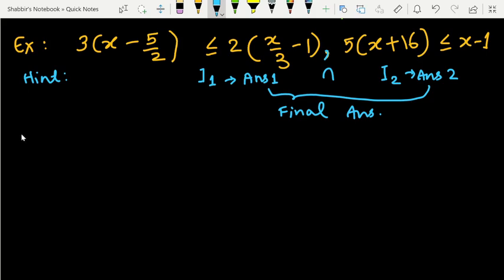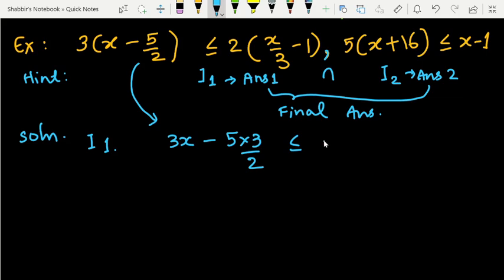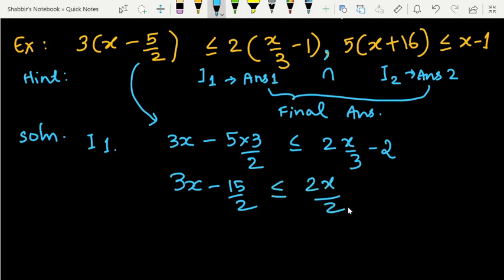So let's see the solution now, guys. Solving inequality number 1. So directly 3 gets multiplied inside, so 3x minus 5 into 3 by 2 less than equal to 2 gets multiplied inside, so 2x by 3 minus 2, so 3x minus 3 5s are 15 by 2 less than equal to 2x by 3 minus 2.